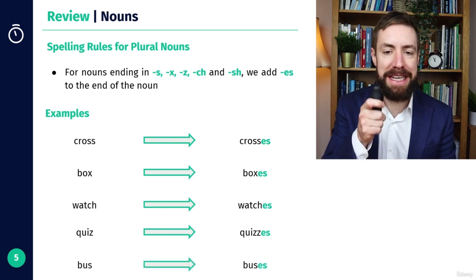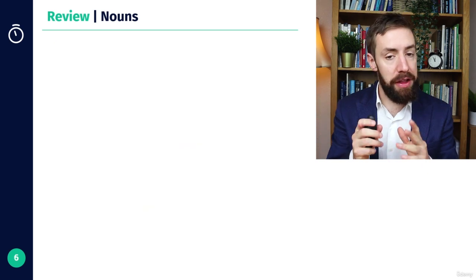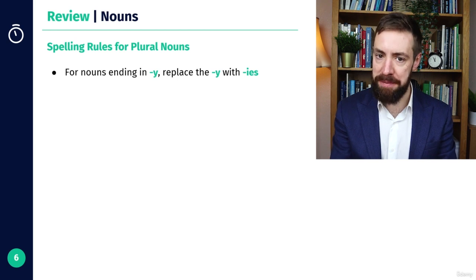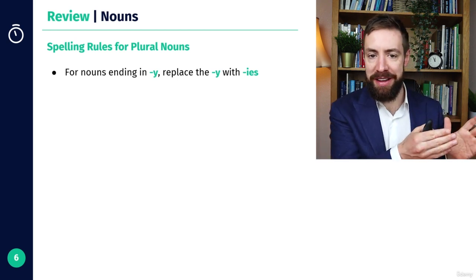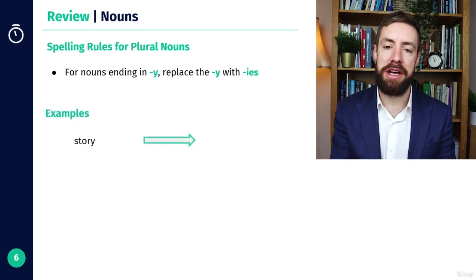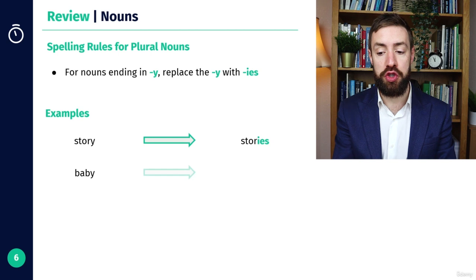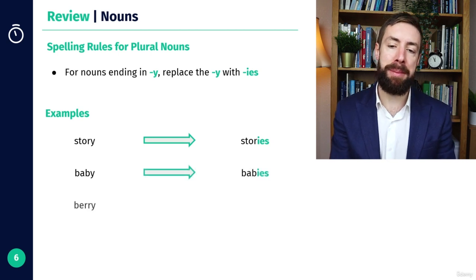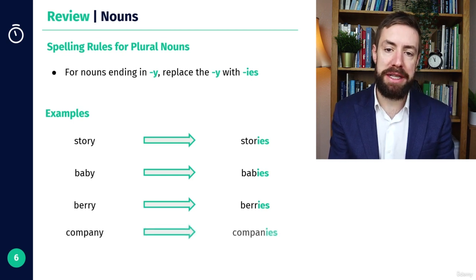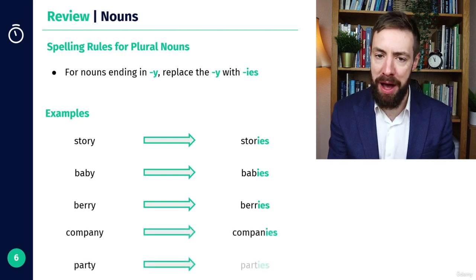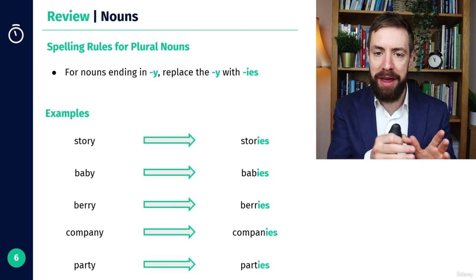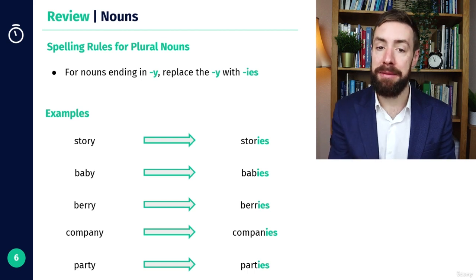So be careful of that ES spelling. And another common exception to that rule is when the noun ends in Y, and then we're going to delete the Y, get rid of it, and add IES. So let's take a look at some examples. Story with a Y becomes stories, IES. Baby, babies. Berry, berries. Company becomes companies. And party becomes parties. So all of those, it's a noun ending in Y. Delete the Y, put IES to make it plural.